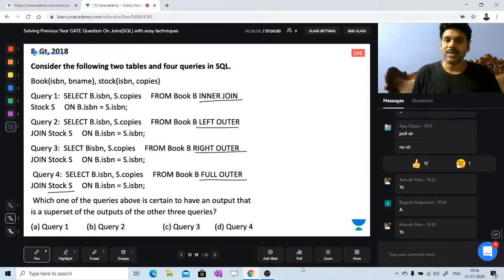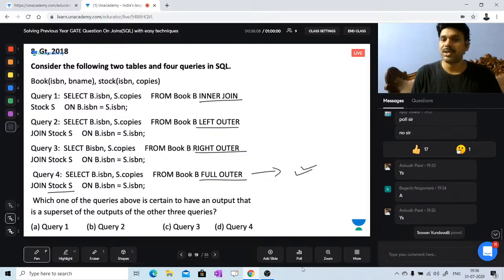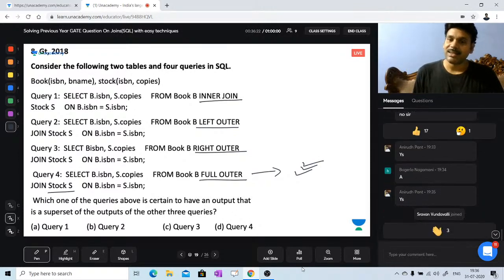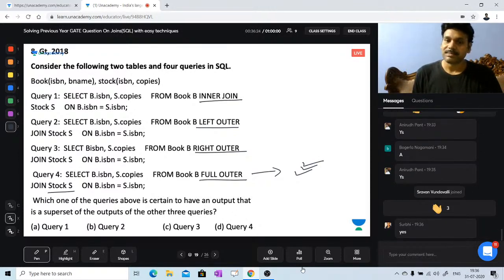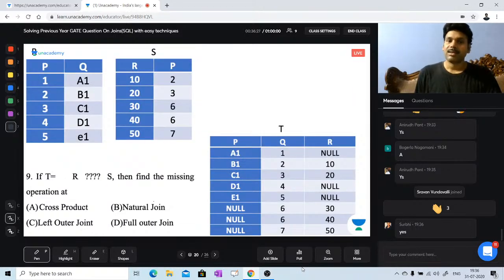Ready, all of you? So your answer is very simple. Full outer join is going to give you much more data than the others. The 2018 GATE question is very simple, the question paper is also very simple. But let us see the next level questions. This is your question. Analyze this. So this T table is being built from R and S.